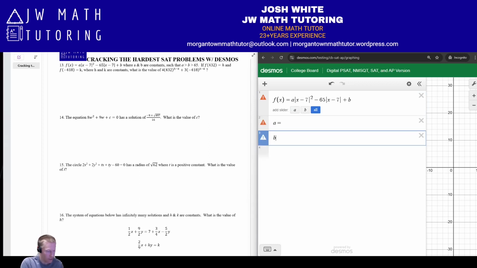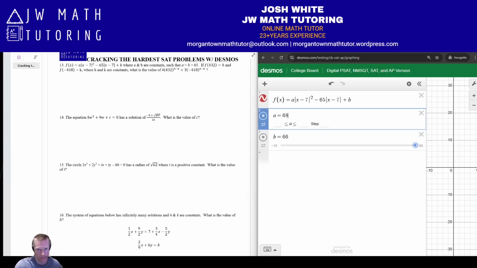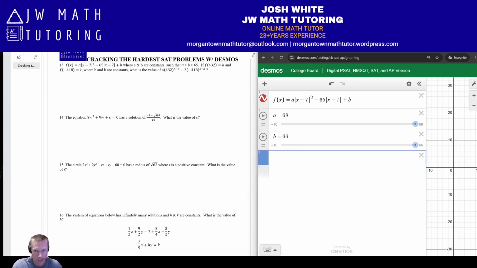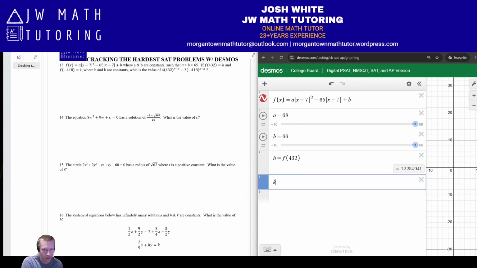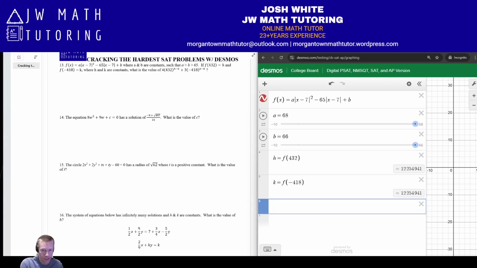So we know that b is greater than 65. They do not have to be integers, but whatever. I'm just going to choose 66, and a is greater than b. I'm just going to make it 68. All right. So now that I've got those selected, I can find f of 432, some gigantic number, and I'm going to let this equal h. And then I can find k, which is f of negative 418. Notice they specifically chose these two values such that they both have the same y value. In other words, they're symmetric, essentially.